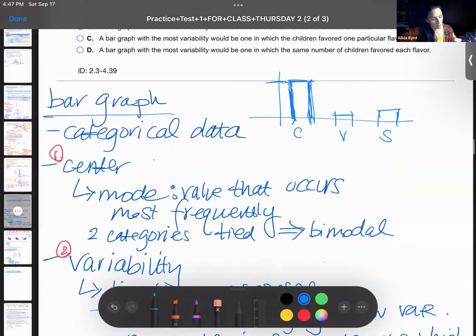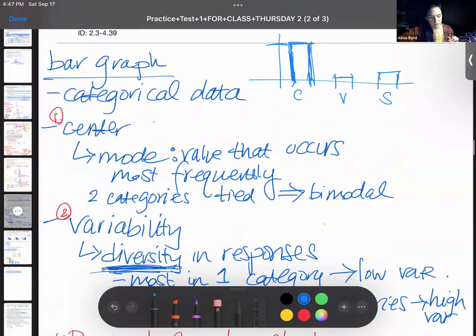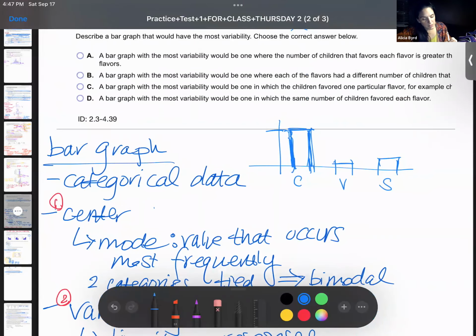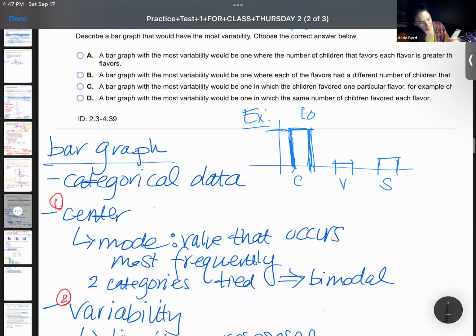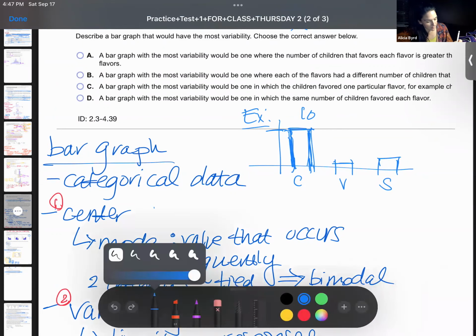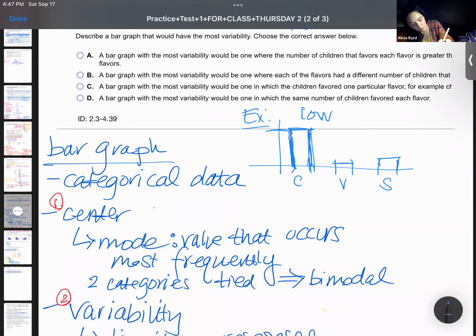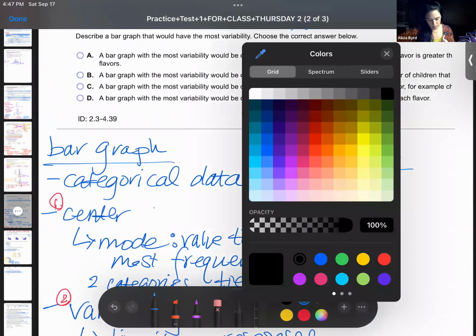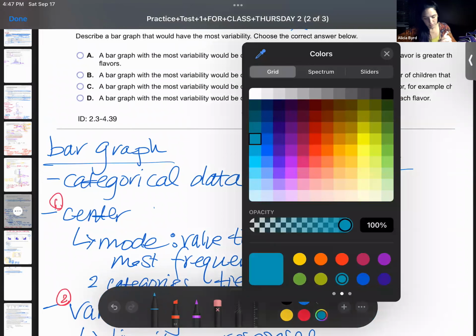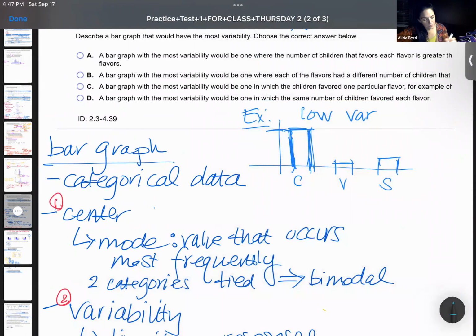Now for the second part, most variability. Most variability is going to be when you have lots of observations in lots of categories. So first, here is the example with low variability. And then let's do one with high variability. We'll use a different color for that, a nice teal color.